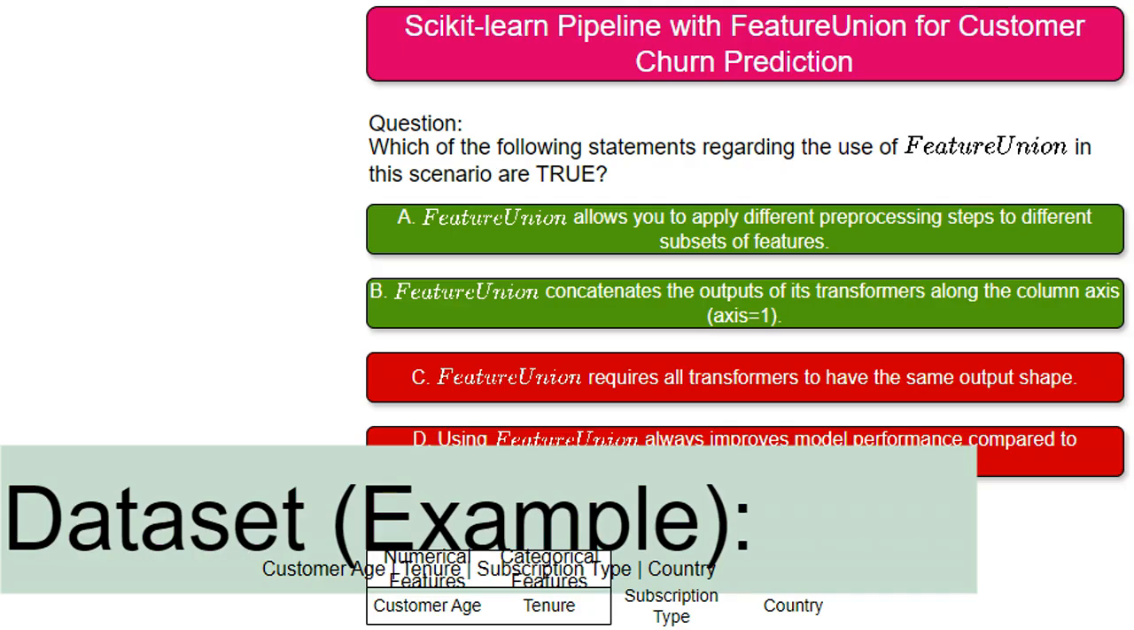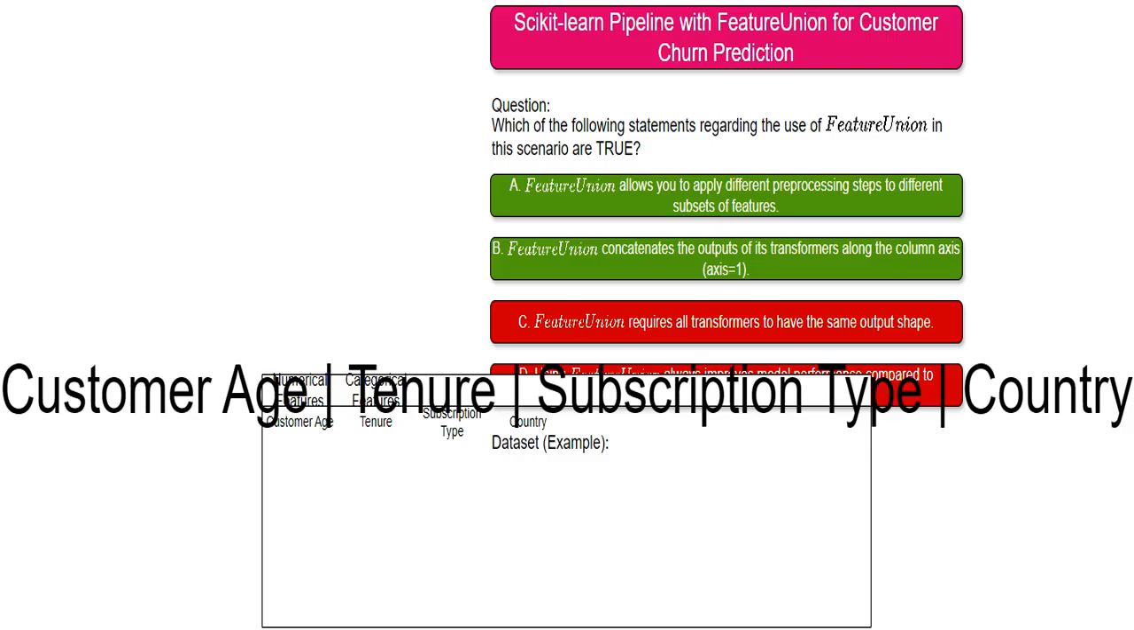This line indicates an example dataset will be shown to illustrate the concept. This is a helpful context clue to understand how the features are structured for the problem. This line shows a snippet of the sample dataset, highlighting the different feature types, numerical like customer age, and categorical like subscription type. Understanding this will help to analyze how FeatureUnion could help process these different features.